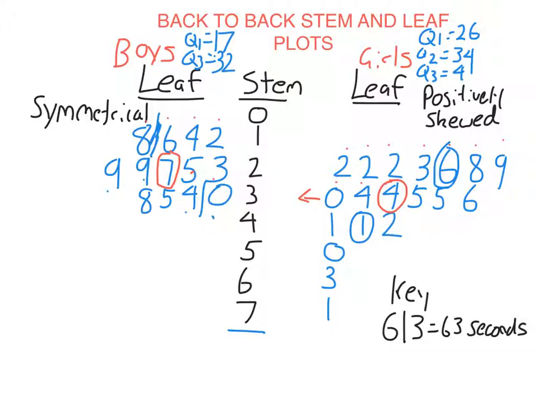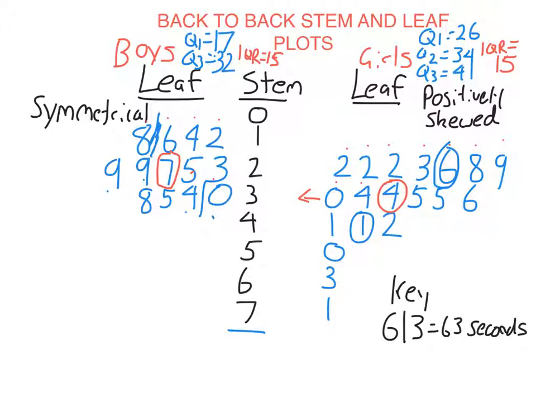Okay, so what we can do is calculate the interquartile range very easily. So the interquartile range for girls is 41 minus 26, and for boys it's 32 minus 17, which is 15. So the interquartile range is the same for both of these. Now we can determine whether or not there's an outlier.